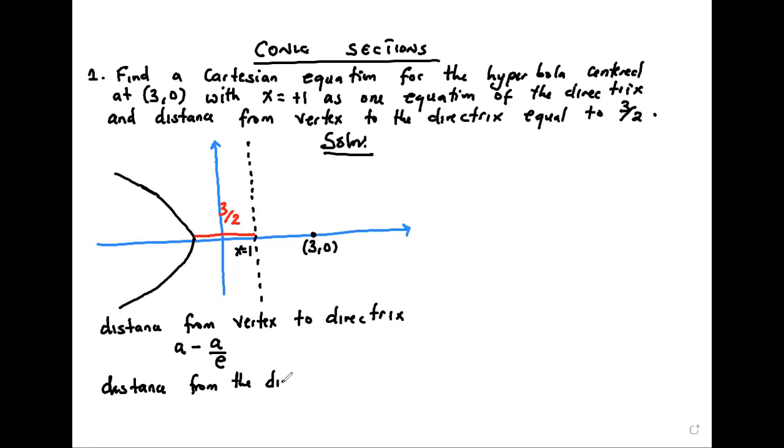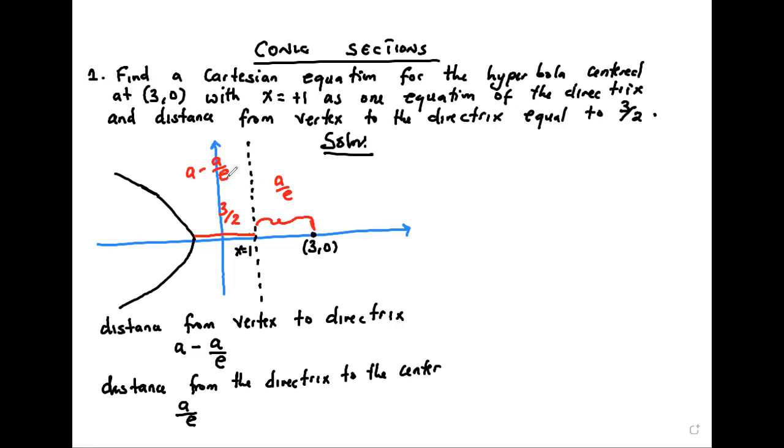The distance from the directrix to the center is a over e. So when I come back to the shape, from here to the center, it's given by a over e. That's the more reason why this distance here, the 3/2, is a minus a over e. So we can choose which one to use.